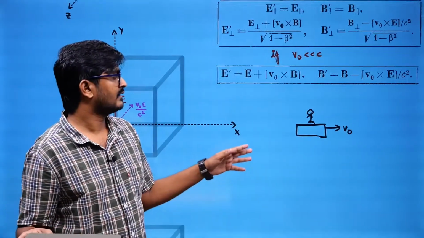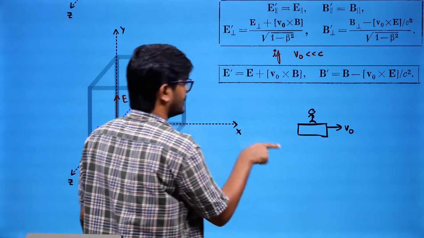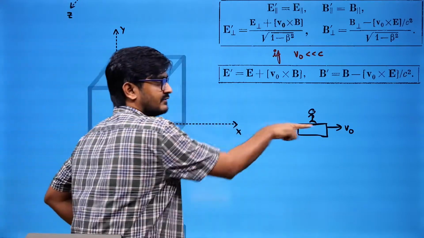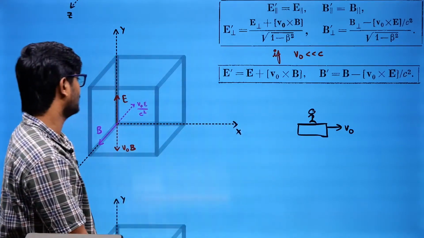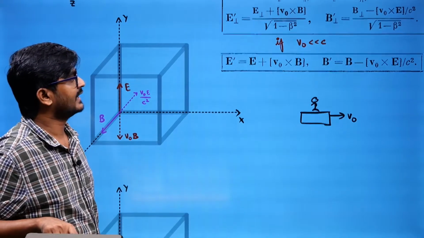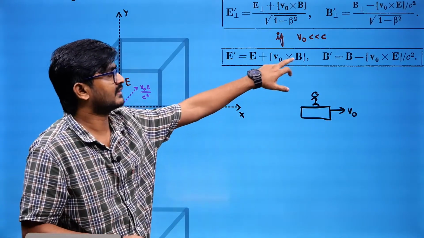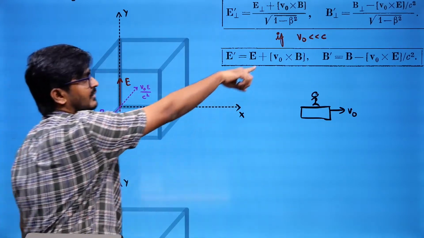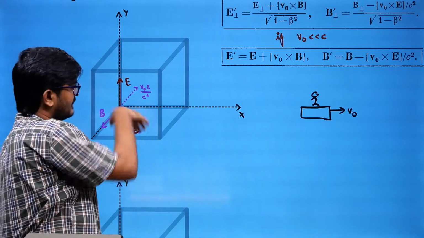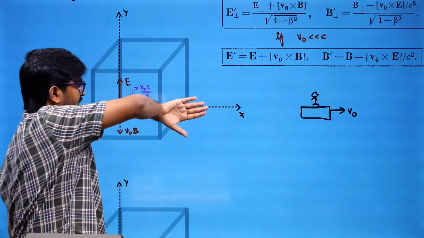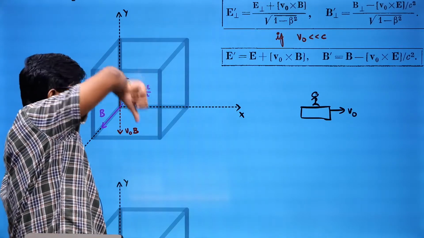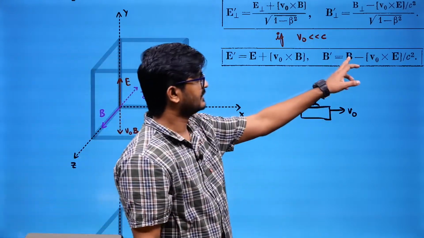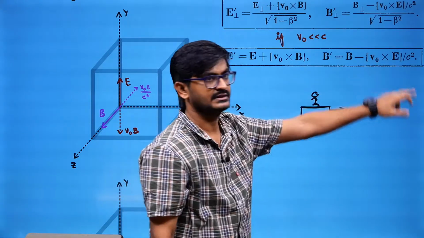So if I start observing this from a frame which is moving with speed v naught, what will I be feeling? The new electric field is the old electric field plus v naught bar cross B bar. The old electric field is E. Now v naught bar is in this direction, and v naught bar cross B bar is going to be in this direction. So this term is v naught into B. Now what about the other one, B bar minus v naught bar cross E bar?